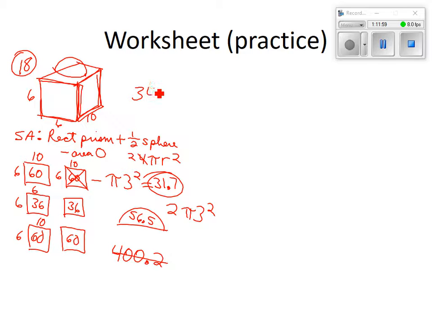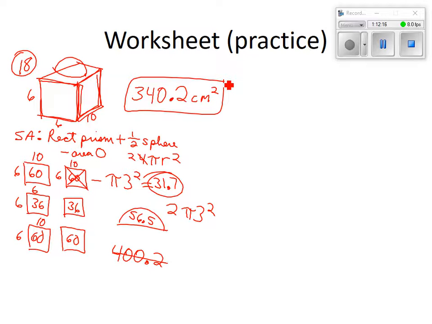340.2. Make sure, go back and figure it out. I got that too, 340.2. What's our units? Centimeters squared, because we're dealing with area, surface area.